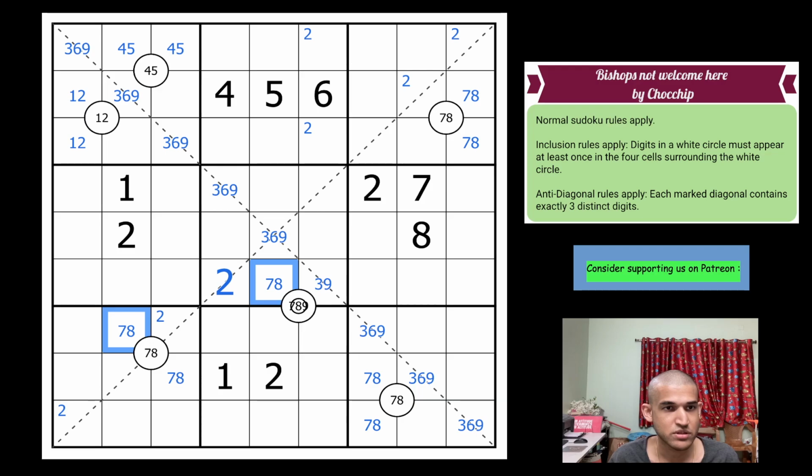And also let's finish off box 1, 7, 8. And 6 is not here. Using Sudoku rules, we could have eliminated that.